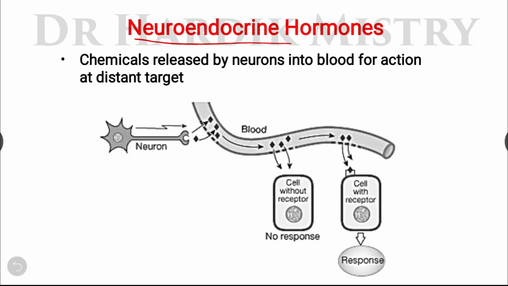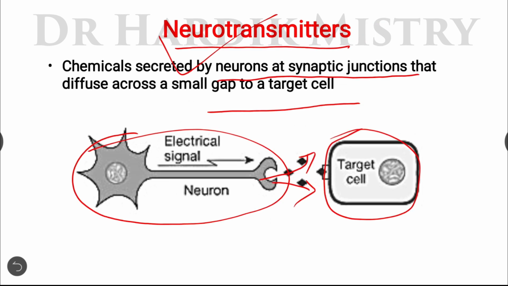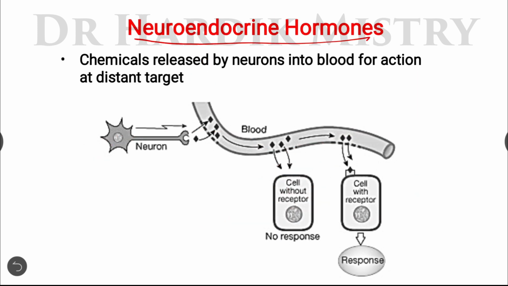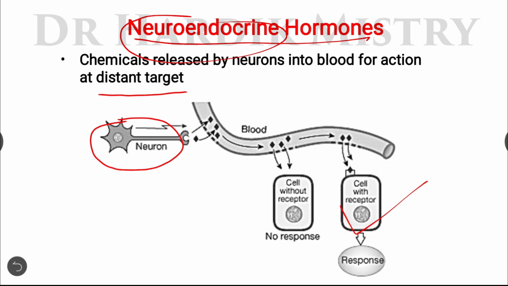Now neuroendocrine hormone. In the previous slide, the neurotransmitters are released at the synaptic cleft. These are not going through the blood. But in the neuroendocrine hormone, chemicals are released by the neurons into the blood for action at a distant organ. For example, that is the neuron which releases some chemicals, called neuroendocrine hormones, into the blood, and the cell having the specific receptor for this neuroendocrine hormone will respond, and the cell without the receptor is not going to respond. So those are the neuroendocrine hormones.